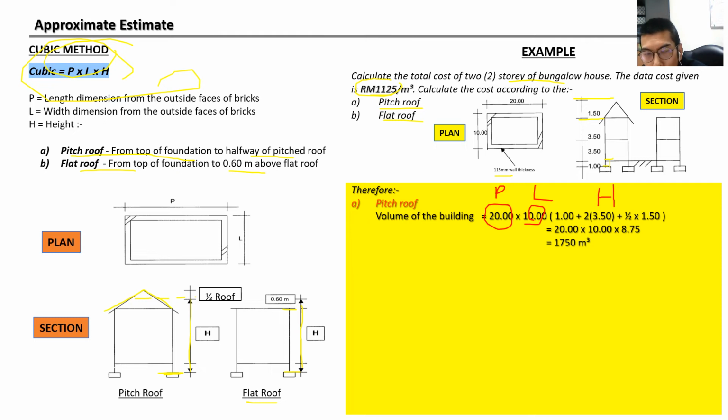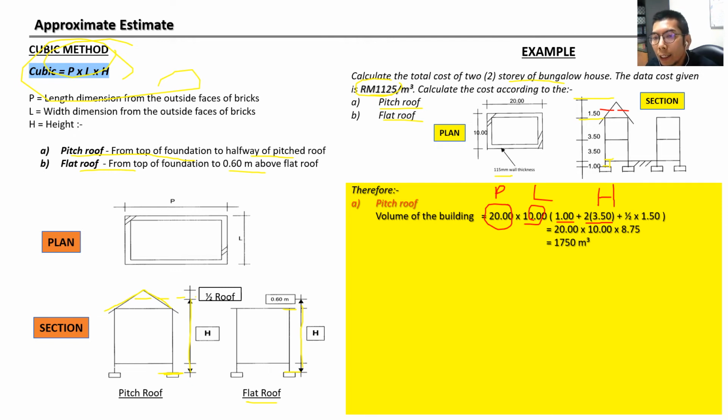For pitch roof, again as I mentioned earlier, to get the dimension of the height, you have to start from the top of the foundation. Top of the foundation, 1, plus you have 2 stories here, 3.5 times 2, plus halfway of the pitch roof. So the pitch roof height is 1.5, half of it, so you divide by 2. That's how you determine the height of this bungalow house using pitch roof.